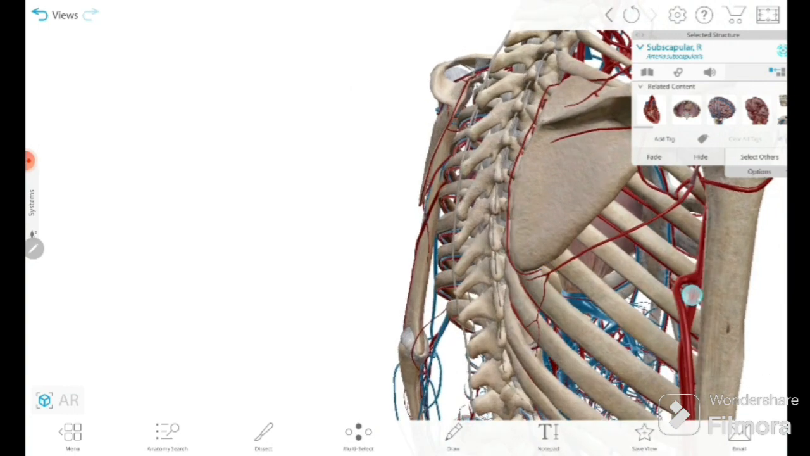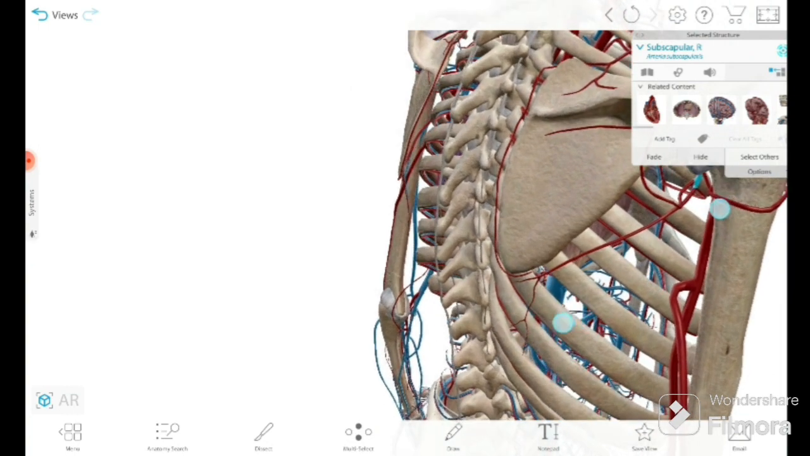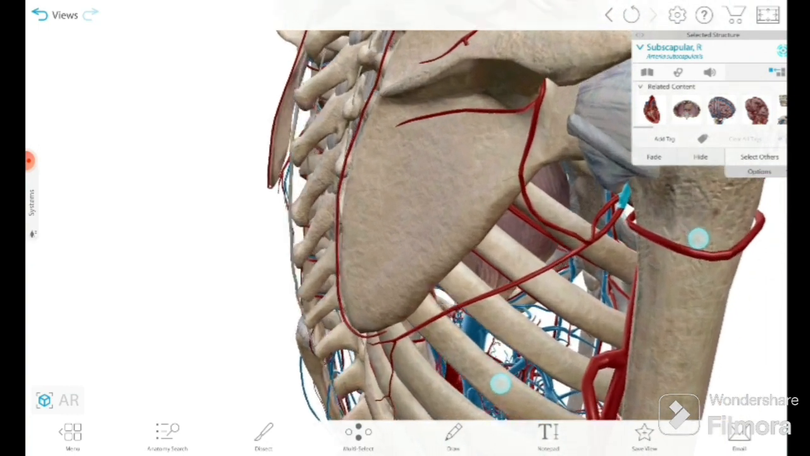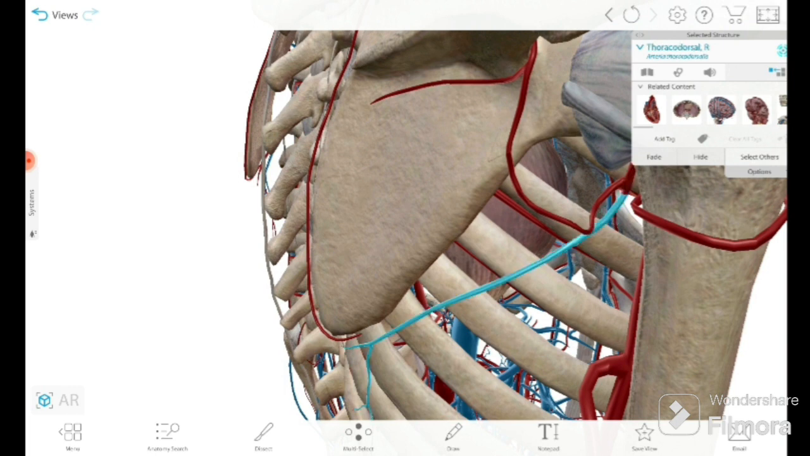Now the subscapular artery further gives off branches. So this branch over here is called the thoracodorsal artery. So this was the subscapular artery being given off from the third part of axillary artery, and this subscapular artery gives off a branch known as the thoracodorsal artery, and this name also makes sense since it is traveling dorsally and over the thoracic cavity.